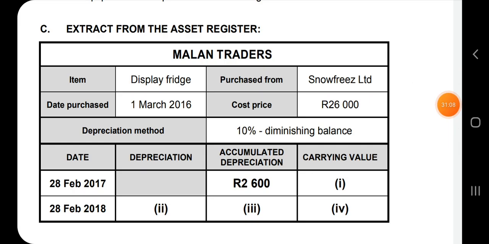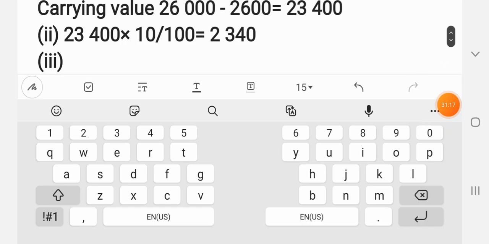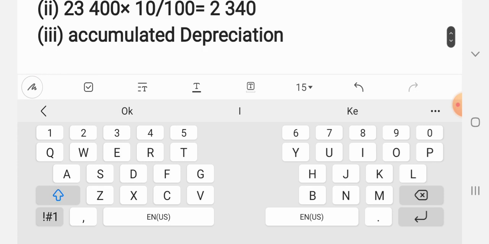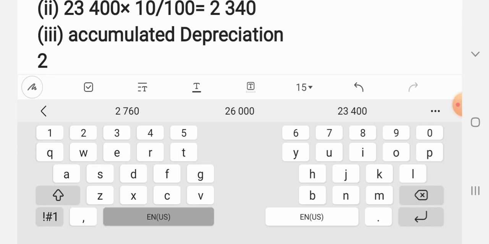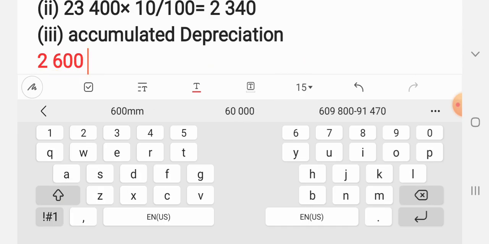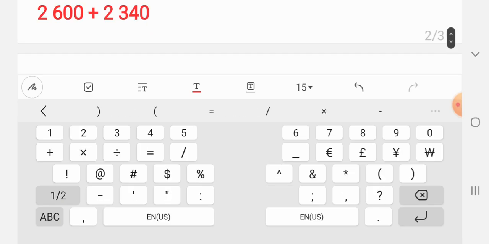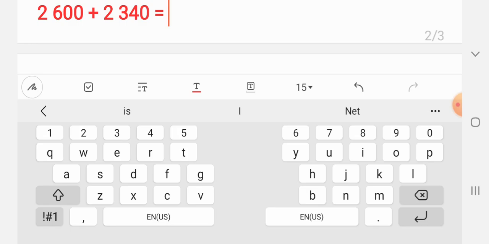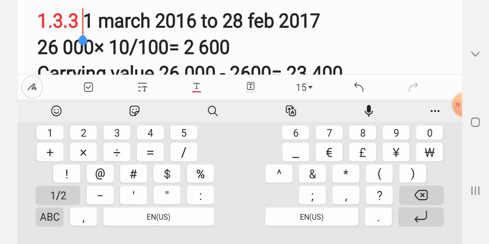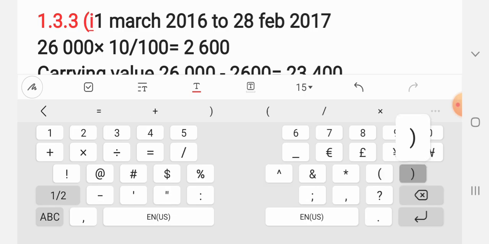So we have to calculate accumulated depreciation on 28 February 2018. So that will be the depreciation for last year and this year. Accumulated depreciation will be the 2,600 rand, which is for last year, plus the one we calculated for this year, which is 2,340, and that's going to give us 4,940. So these are the values that we've just calculated above, and then this is number 2, number 3.